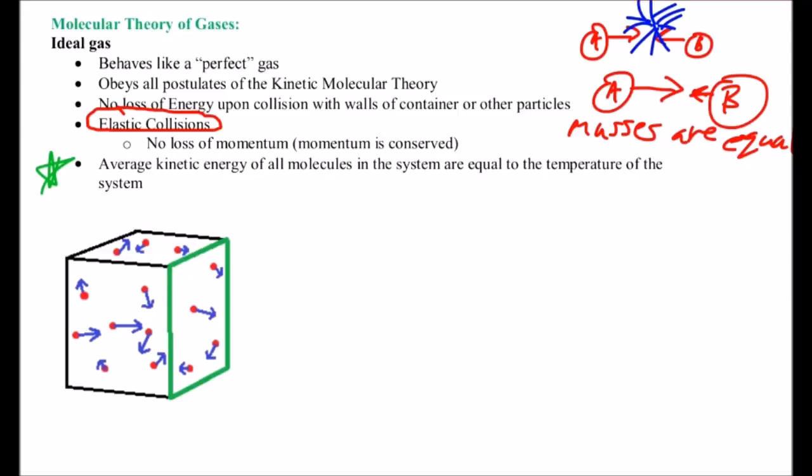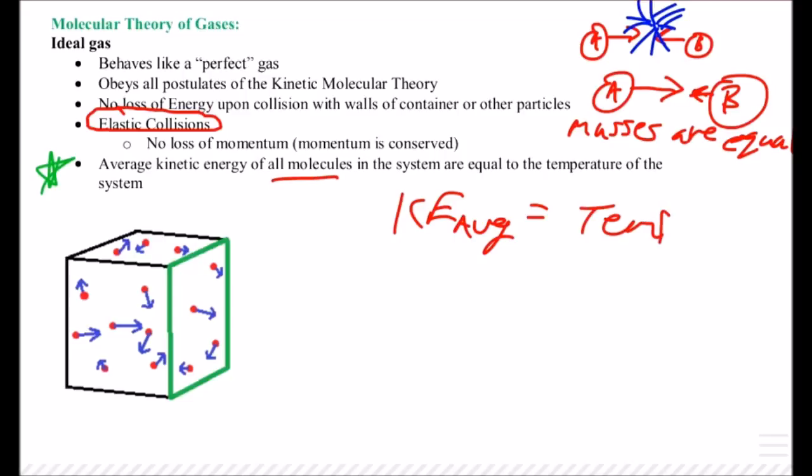So we generally just look at the average of everything, okay? Because we can't calculate individual gases. All right, so the last thing in the kinetic molecular theory that we're going to focus on is that the average kinetic energy of all the molecules in a system is equal to the temperature of the system.